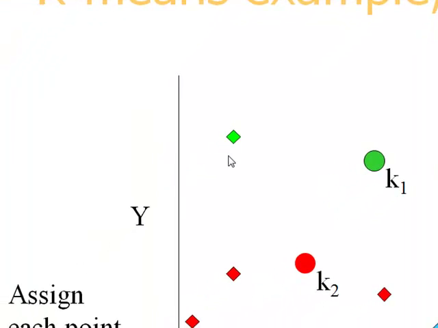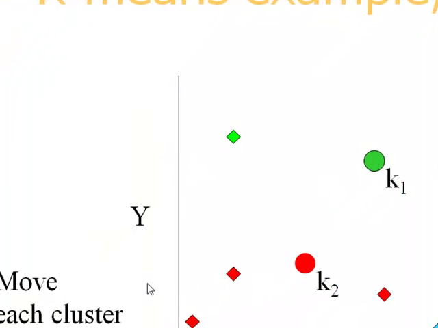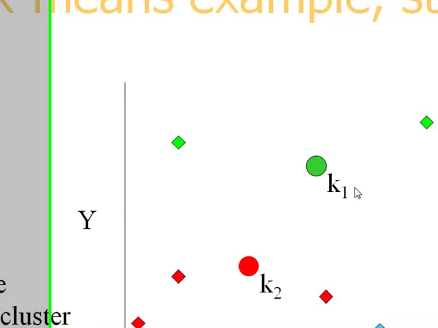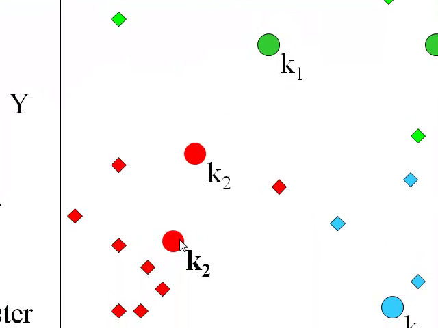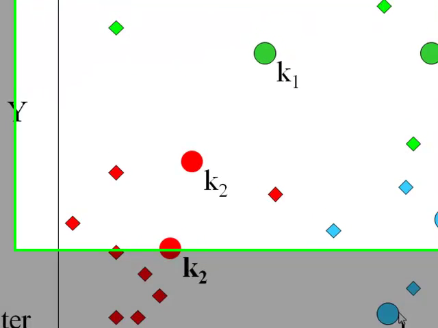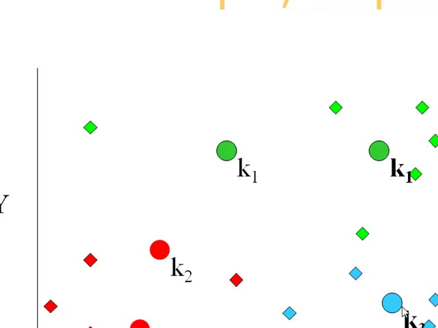So now I'm going to move each center. I'm going to take this one and move it to the actual center of the cluster. I'm going to take this one and move it to the actual center of this cluster. I'm going to take this one and move it to the actual center of this cluster. Okay? Does that make sense? Okay, after I do that, what am I going to do? Anybody have a suggestion? Any idea?